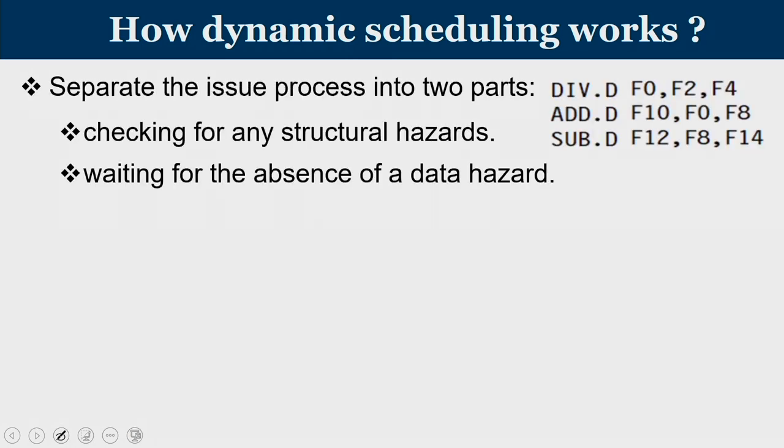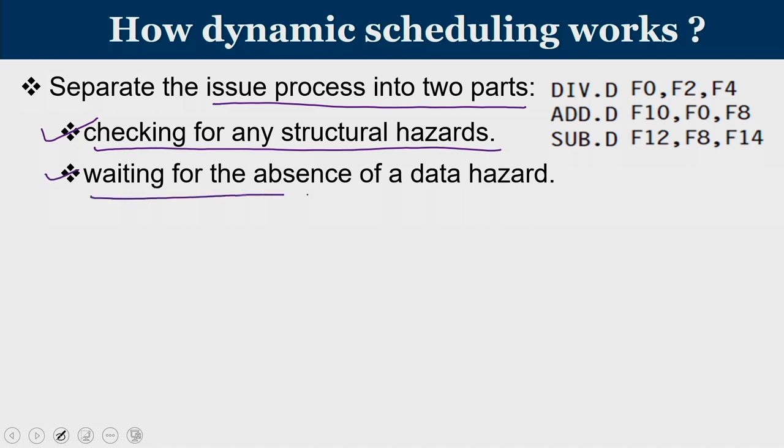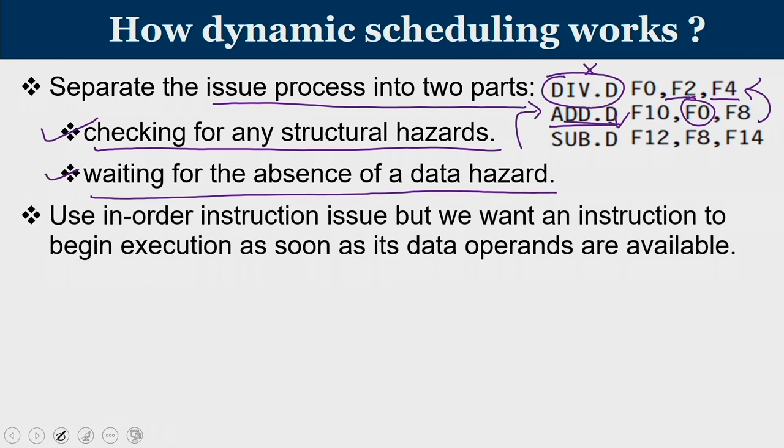Consider the same set of instructions. What we do in dynamic scheduling is separate the issue process into two portions. Step number one is checking for any structural hazards. The second is waiting for the absence of a data hazard. What is the structural hazard for this instruction? If the division unit is not available, not free, that is called a structural hazard. If the division unit is available, but the values F2 and F4 are not ready, that is called a data hazard. For the add instruction, there is no structural hazard, but there is a data hazard. The adder is available, but the value of F0 is not, because it depends on the previous division instruction. Dividing the issue process into checking for structural hazards and waiting for the absence of data hazards is how dynamic scheduling works.